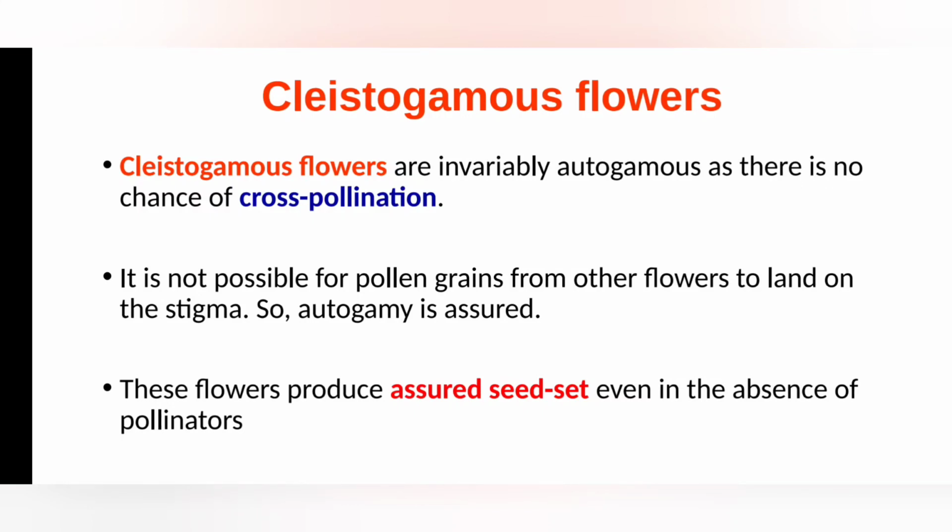So autogamy is assured. These flowers produce assured seed set even in the absence of pollinators. So in the case of these flowers, pollinators are not at all required. Even in the absence of pollinators, they produce a seed set.